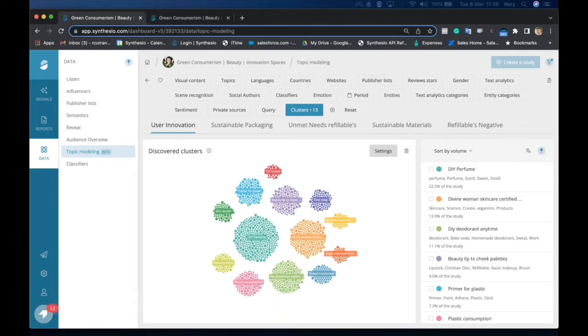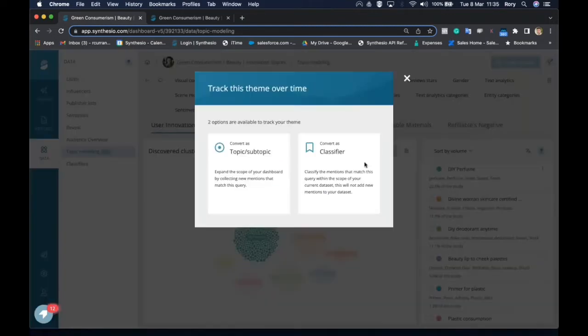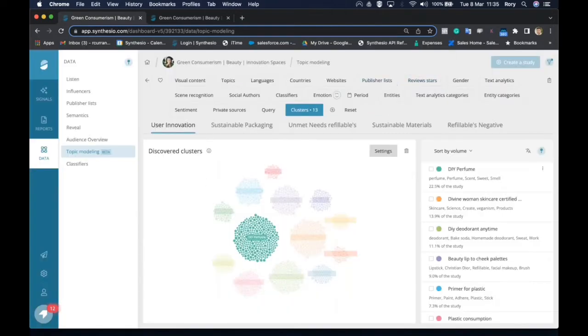So now what I'm going to do is jump into the reports section of the platform. Before I do that, it's also worth mentioning that whenever a new cluster is identified within the platform, you also have the capability to then track that cluster. Clicking here, it then allows us to add that cluster as either a topic, subtopic, or classifier within the data set. And the tool will then automatically generate a query for you for ongoing tracking.